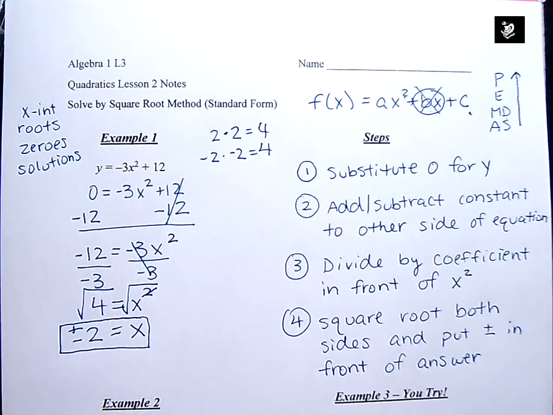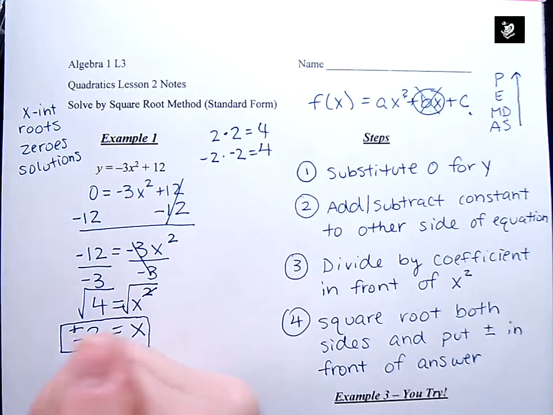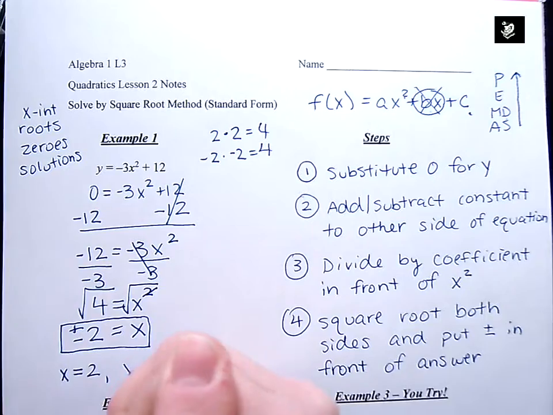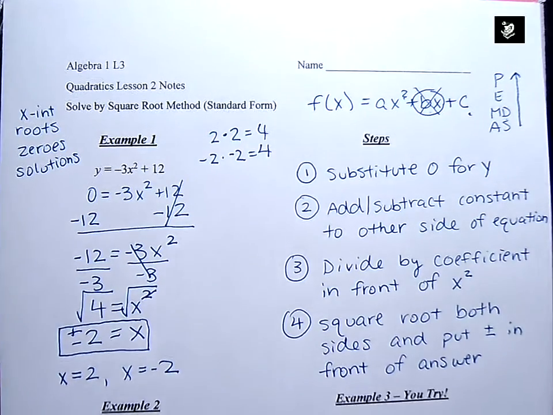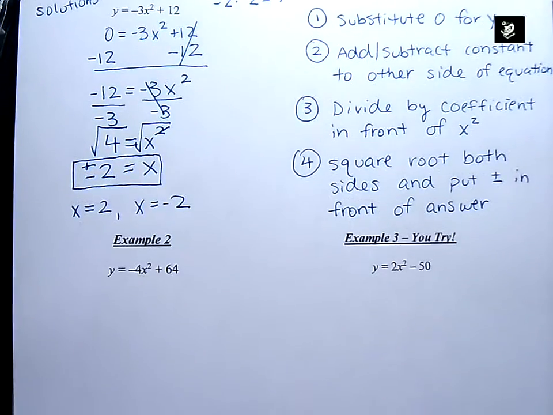You can write it like that, or if you actually want to write it out, you could put x equals 2, x equals negative 2. Either way would be just fine. So I think doing square root method here is a little bit easier because you don't have to break it up into 2 separate equations. So let's do another example together, and I will follow it step by step.